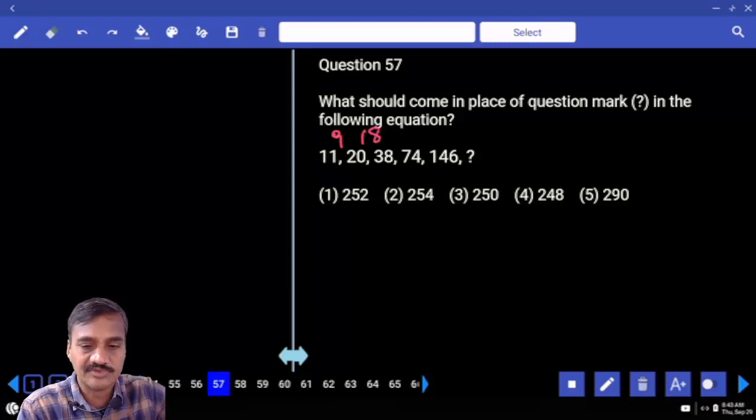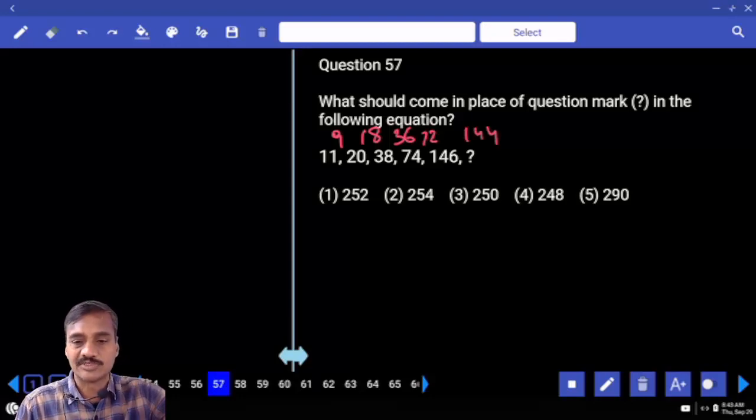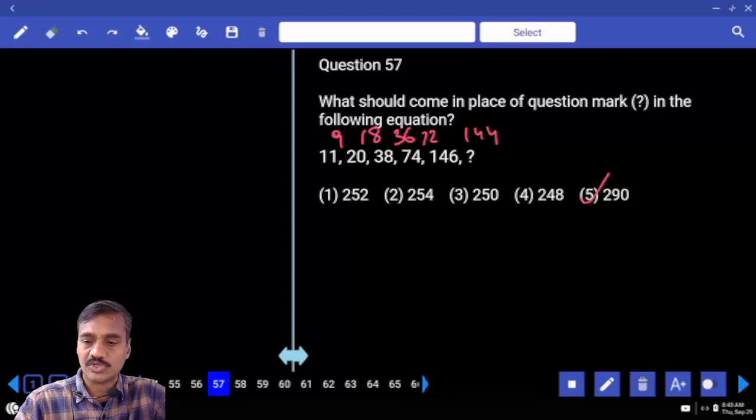Next one 38 and 74. 70, 36. Now 9 into 2, 18. 18 into 2, 36. 36 into 2, 72. 72 into 2, 144. 144, 146 plus 144, 290. Choice 5, question number 57.